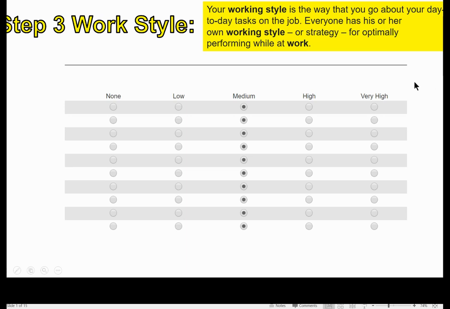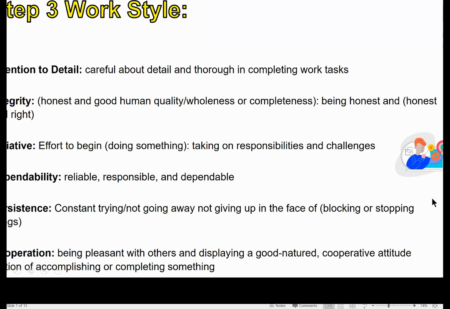And again, is your work style very high in this? Are you really good at it? Or you really aren't good at this work style? You're not interested. So here are some things. Are you good at attention to detail? Are you very careful working on little details of a project? Integrity. Are you honest? Do you have good work ethics? Do you have a good human quality? Wholeness or completeness? Being honest and being right, and feeling good about what you're doing and being good to people.